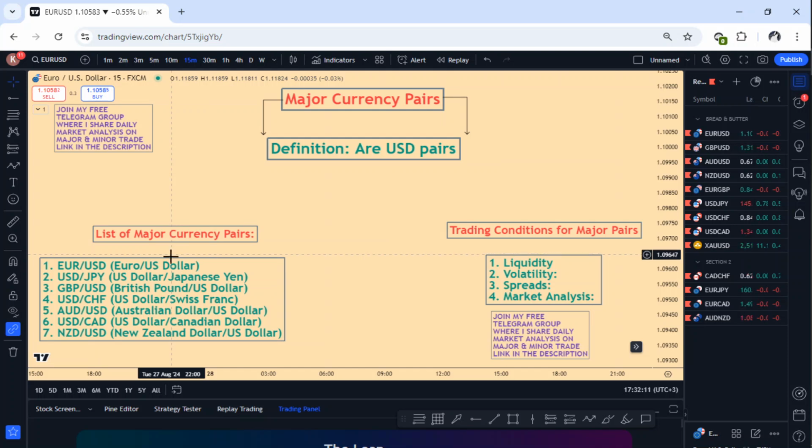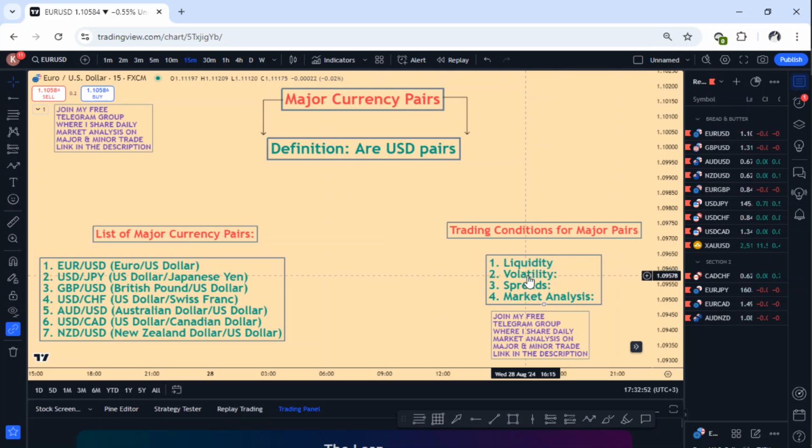So examples of major currency pairs, specifically there are 7 major currency pairs, and that is EUR USD, USD JPY, GBP USD, USD CHF, AUD USD, the Aussie dollar, USD CAD, NZD USD. Now what about their trading conditions for these major pairs? Let's start with the liquidity. Major pairs have high liquidity, meaning they can be bought and sold in large quantities without significantly affecting their price. Now let's look at volatility.